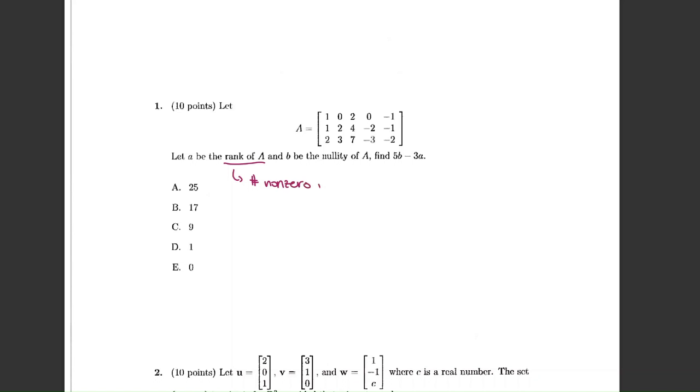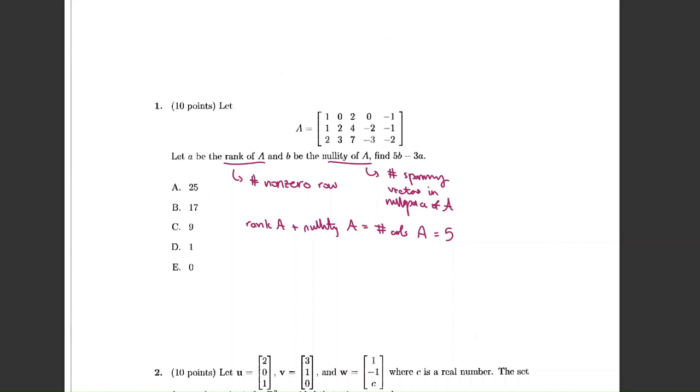form. By non-zero row, I mean that there's no row of only zeros. And the nullity of A is the number of spanning vectors in the null space of A. So when you see rank nullity, you can automatically think of the rank nullity theorem, where the rank of A plus the nullity of A equals the number of columns of A. And in this case, the number of columns of A is 5.